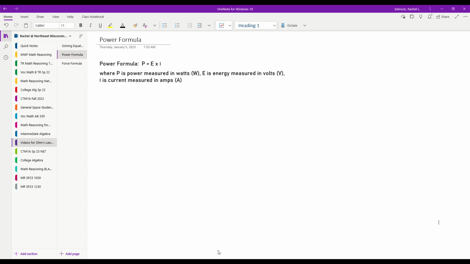The power formula is P equals E times I, where P is the power with the unit of watts, E is the energy using a unit of volts, and I is the current, which has a unit of amps. So let's say, for example, we want to find the power, find P, if E is 50 kilovolts and I is 25 amps.